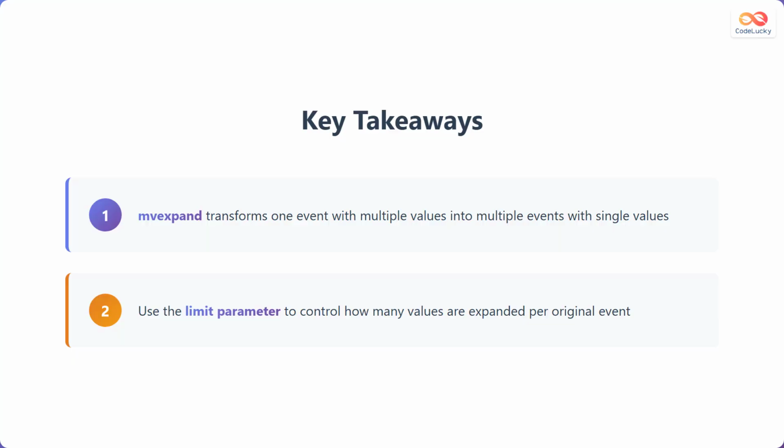Let's summarize the key takeaways about the mvexpand command. First, mvexpand transforms one event with multiple values into multiple events with single values, making individual analysis possible. Second, you can use the limit parameter to control how many values are expanded per original event, giving you flexibility in managing the volume of results. These concepts form the foundation for effectively using mvexpand in your Splunk searches and data analysis workflows.